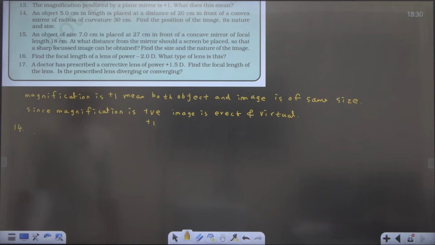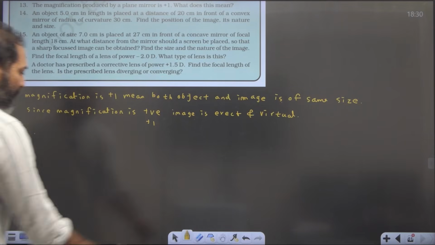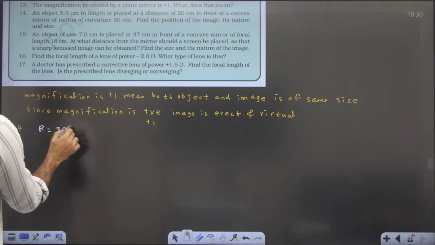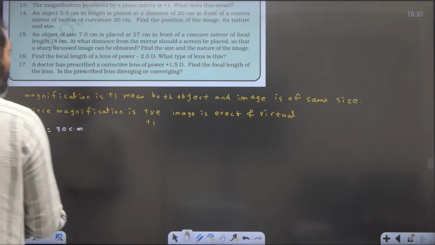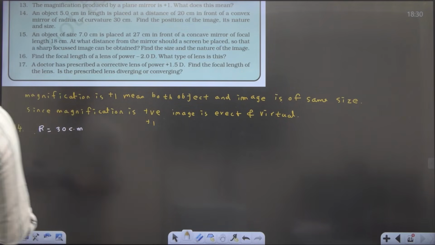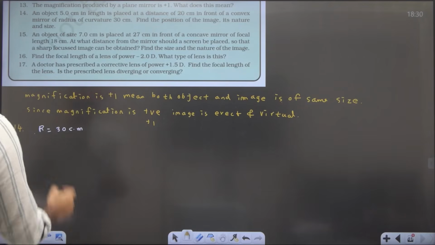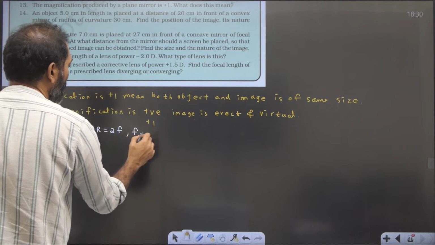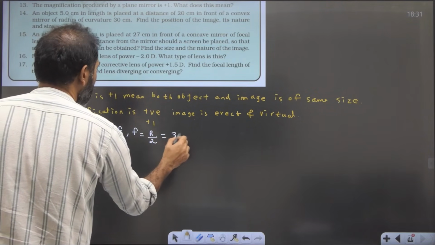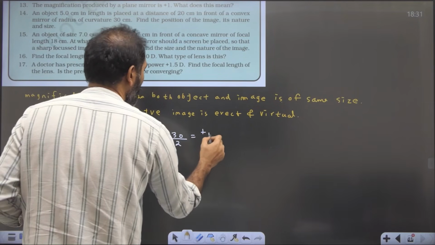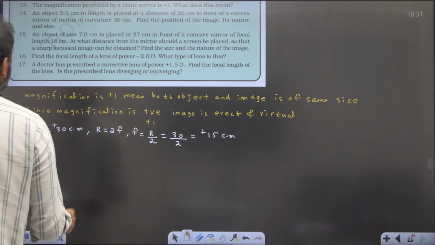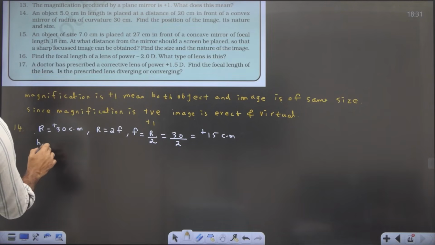An object 5 cm in length is placed at a distance of 20 cm in front of a convex mirror of radius of curvature 30 cm. So let's see. Radius of curvature is 30 cm. It is a convex mirror, so the radius of curvature is +30. R equals 2F, so focal length is R by 2, which is 30 by 2. So focal length is +15 cm. Height of the object is +5 cm.